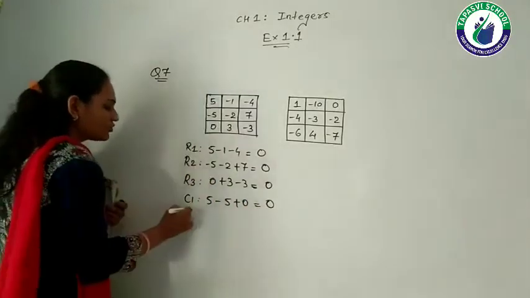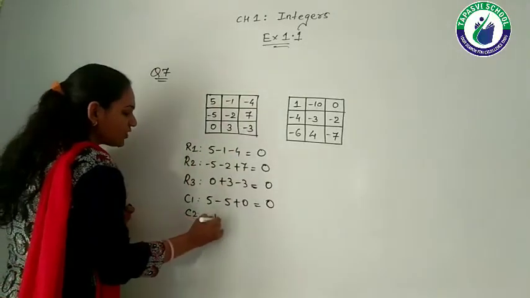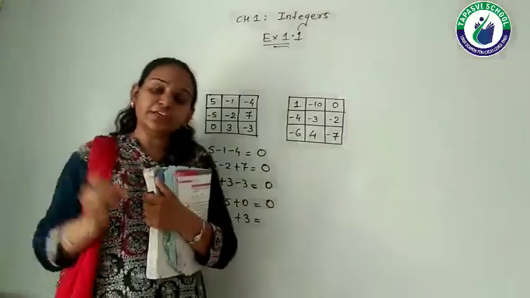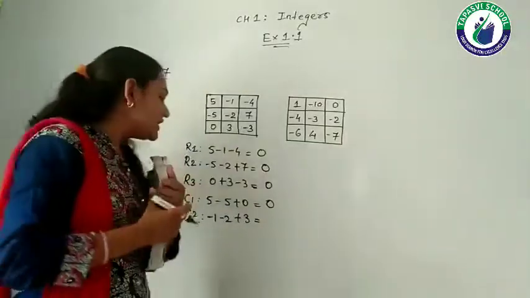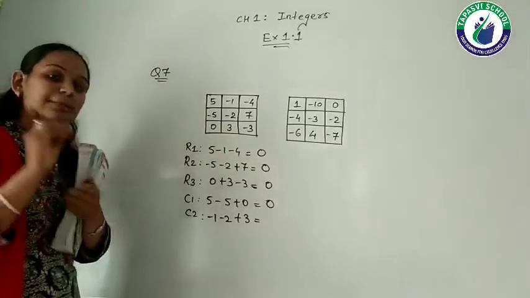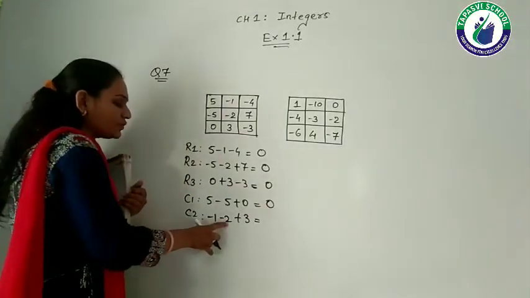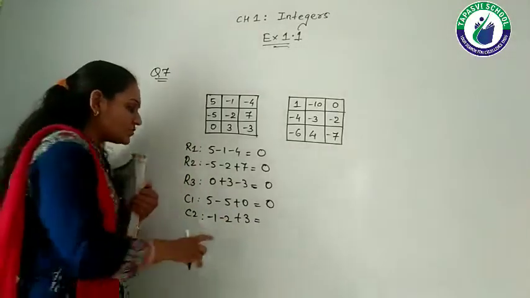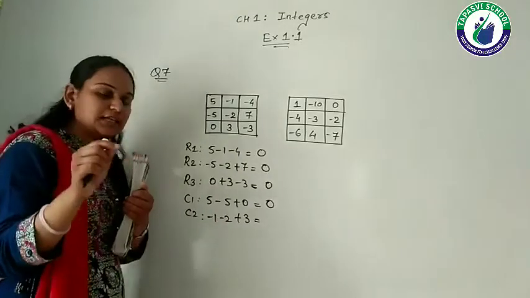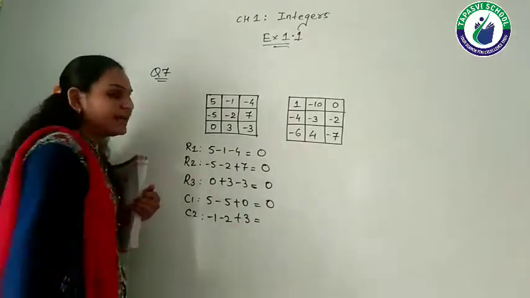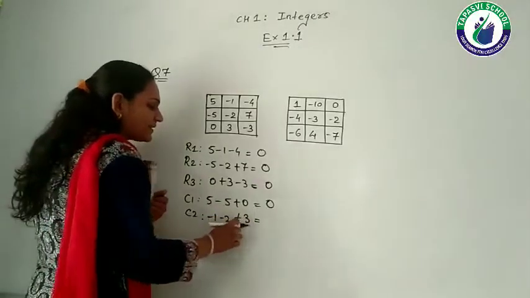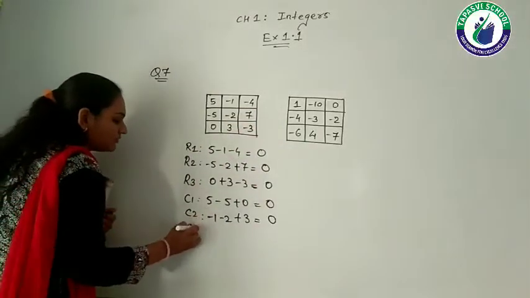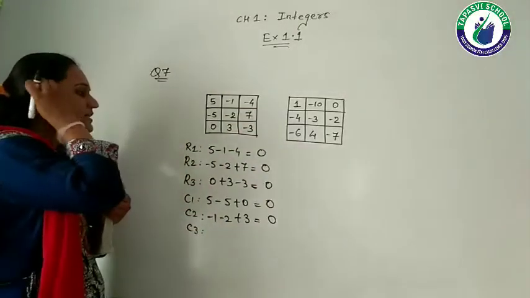Now column 2: 1, minus 1, minus 2 and plus 3. Now minus 1 and minus 2: remember the rule of addition of integers, same sign, so the answer will be negative, but the numbers will be added. So 1 and 2 added give 3, with the negative sign. So minus 1 and minus 2 is minus 3, and along with that I have to add plus 3. Minus 3 plus 3 neutralizes, so we get 0. Now taking column 3. Till now we are getting only 0.